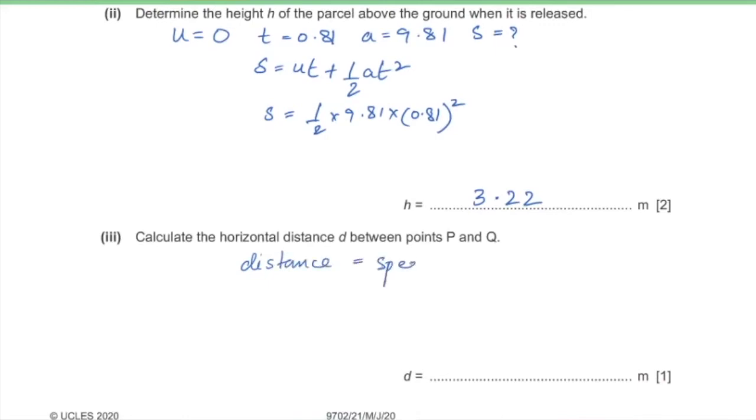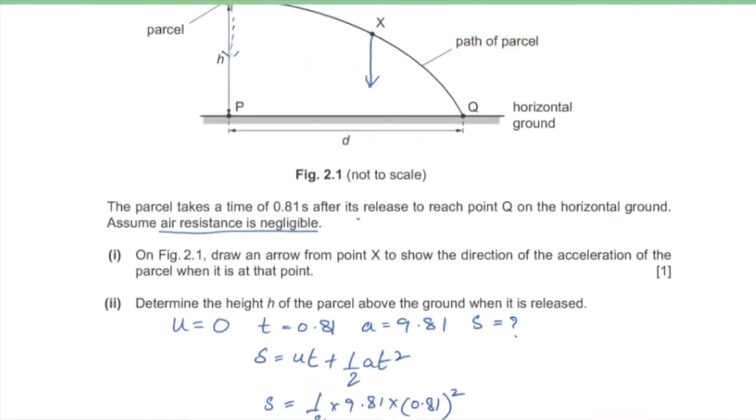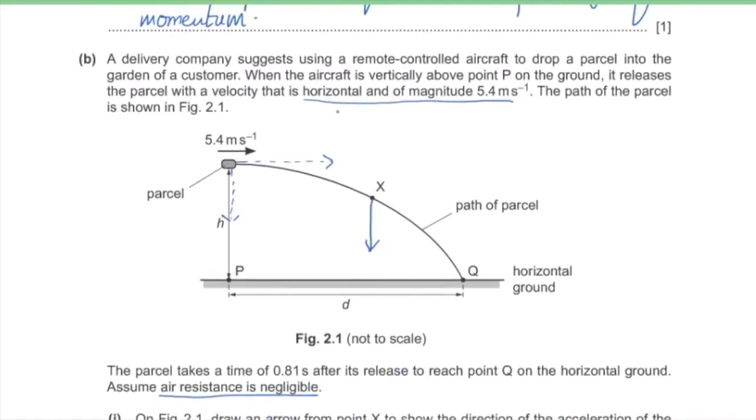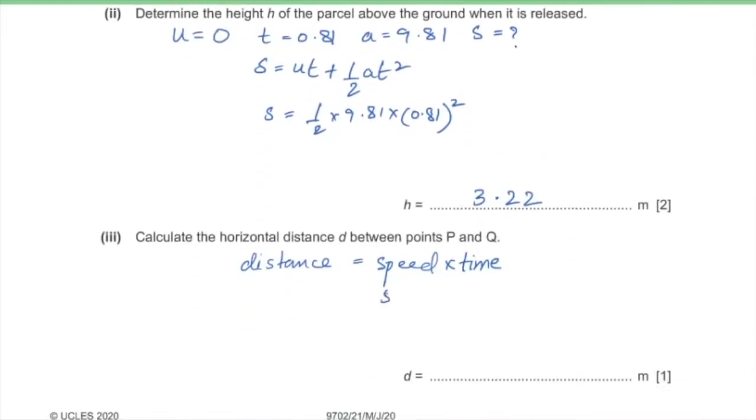speed into time. The speed was initially told to us right over here, that the parcel is going to travel with a horizontal speed of 5.4 meters per second. So 5.4 into the time interval also was given to us in the beginning. So this is 0.81, and you get horizontal distance being covered by the parcel as 4.4 meters.